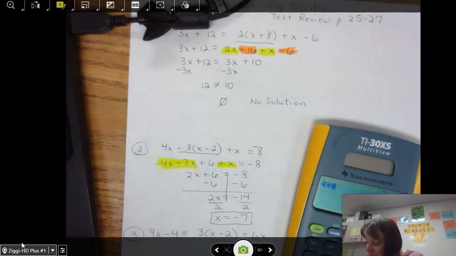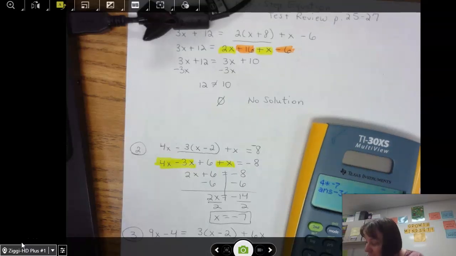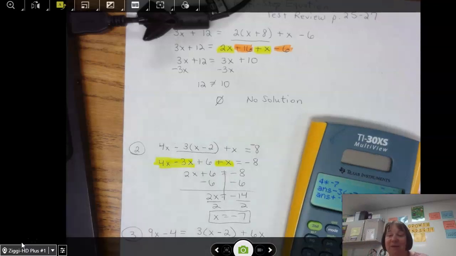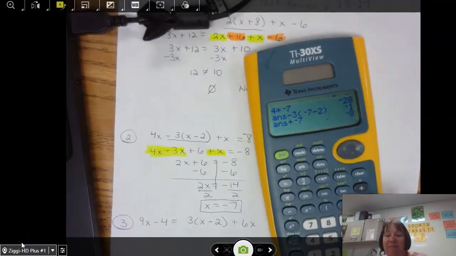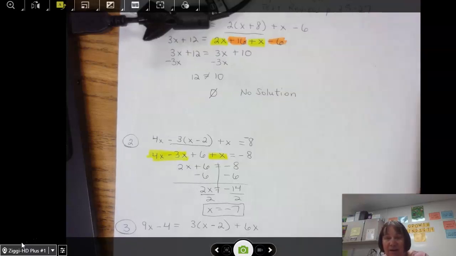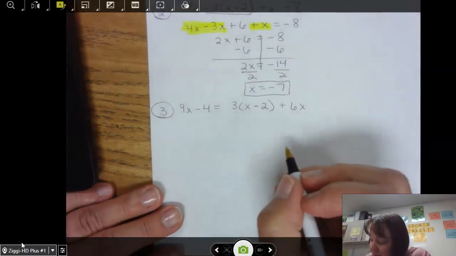So 4 times negative 7 equals negative 28 minus 3 times negative 7 minus 2 is negative 1 plus negative 7, and I do get negative 8 that time. So sometimes you just need to take your time. Maybe something wasn't quite right with the way the calculator did the order of operations. All right, so that one worked out, and let's look at the following one, the third one.